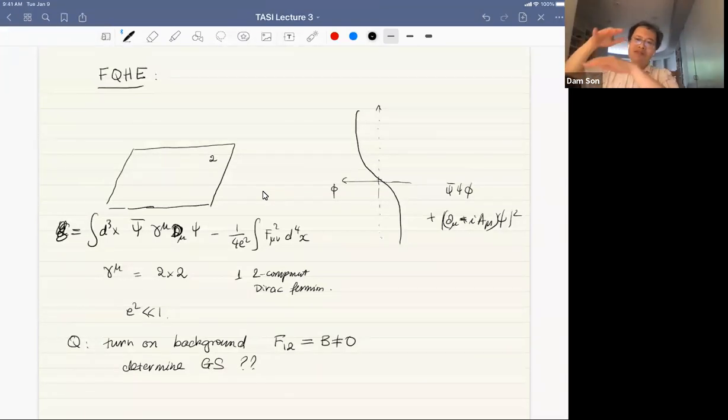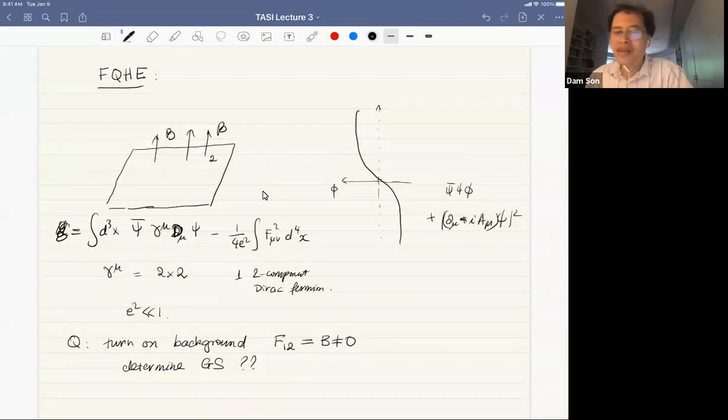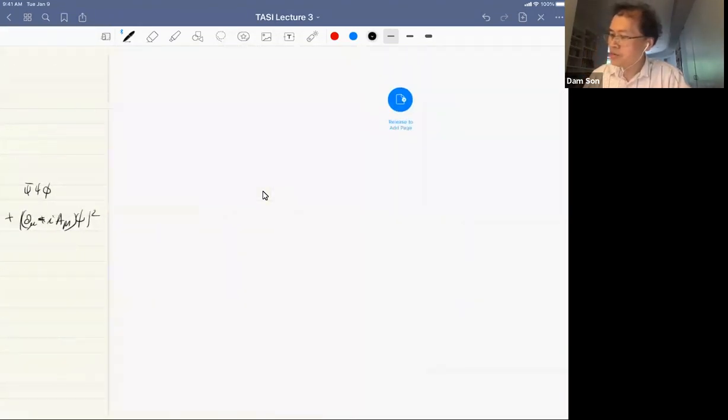So to turn on a background B, we can imagine having current at infinity. To turn on another type of field, giving you a current at infinity, and that gives us a constant magnetic field going through the system. So I'm going to try to convince you this is actually a very non-trivial problem. Even in the limit of weak coupling, e squared much less than 1, we don't know the ground state. As theorists, we cannot determine the ground state by doing perturbation theory.